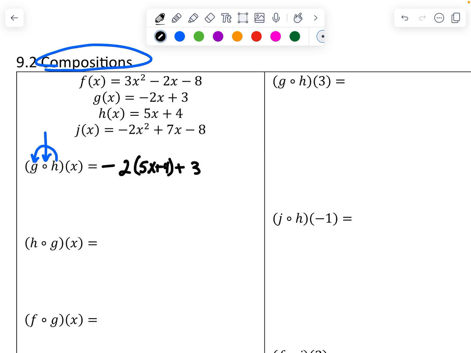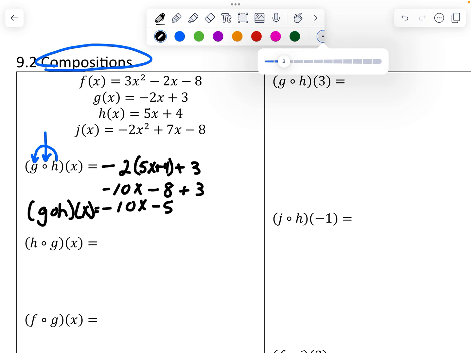So negative 2 times 5x is negative 10x. And negative 2 times 4 is negative 8. And then you got plus 3. So then you have negative 10x minus 5. And that's going to be our answer. So we're going to have g composite h of x is equal to negative 10x minus 5.